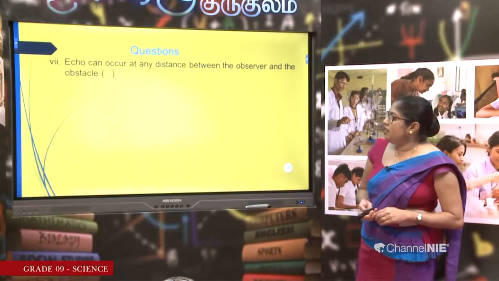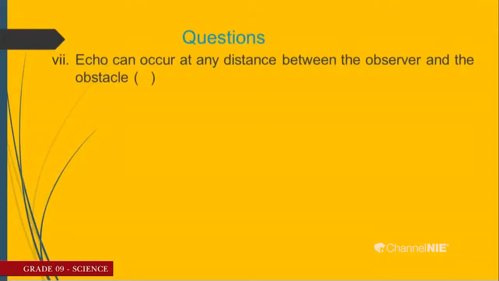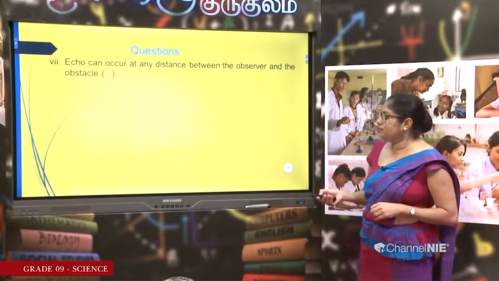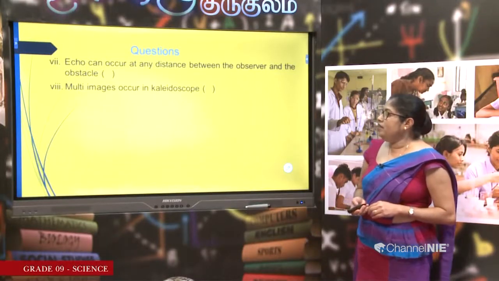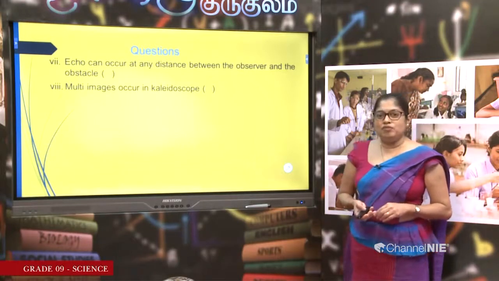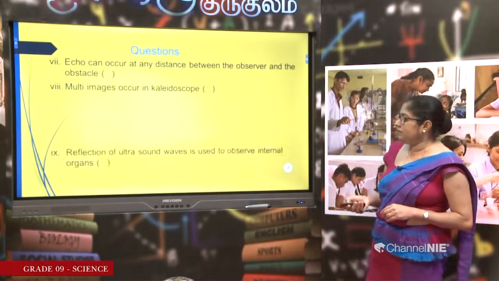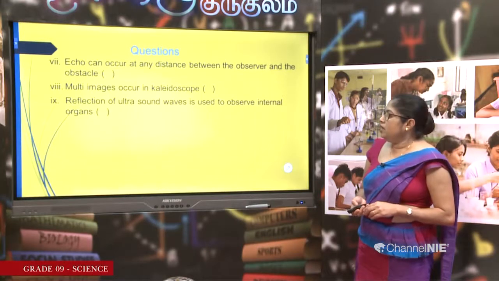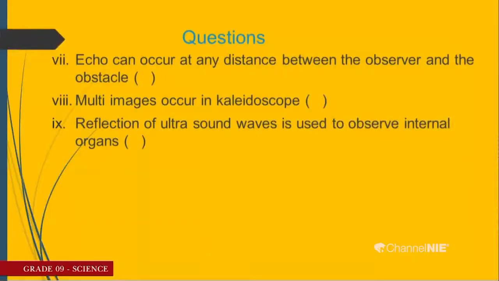Question number 7. Echo can occur at any distance between the observer and the obstacle. That is wrong, because we calculated there should be a minimum distance between the observer and the obstacle to hear an echo. Multi-images occur in kaleidoscope. Correct. Reflection of ultrasound waves is used to observe internal organs. That is correct. It is a use of reflection of sound.